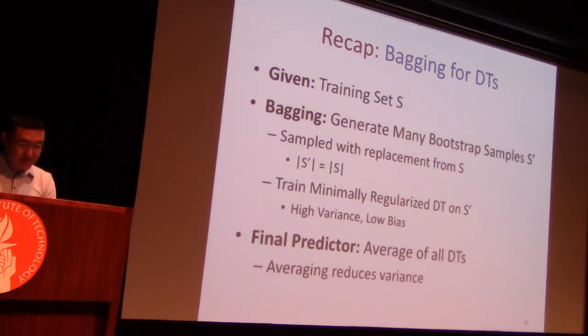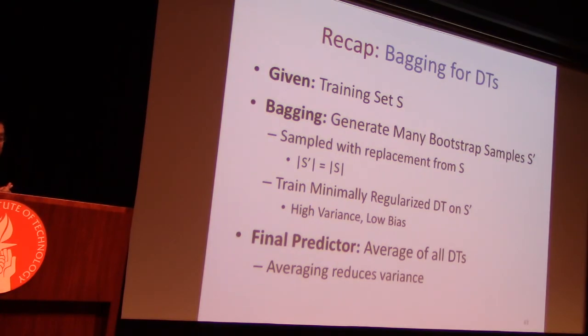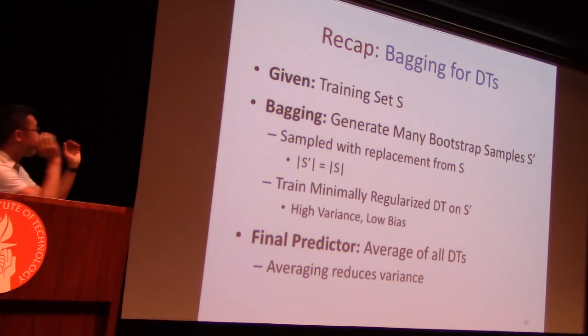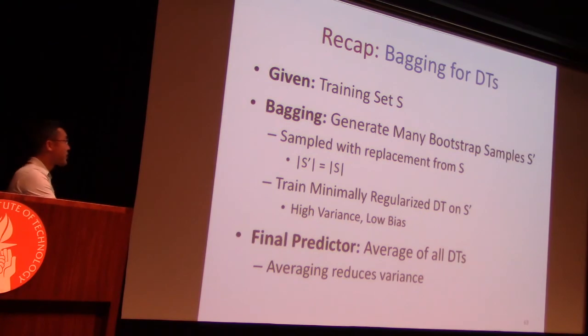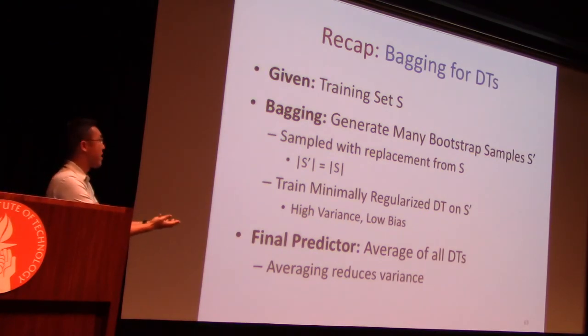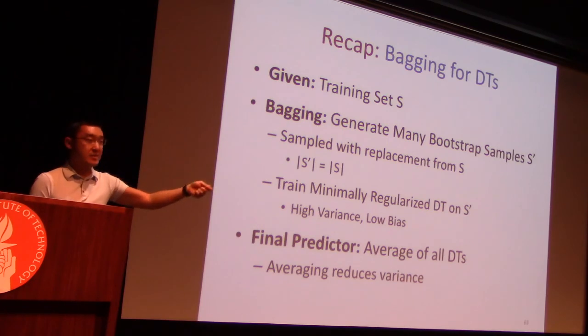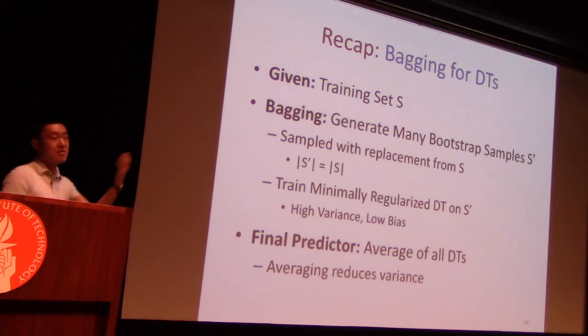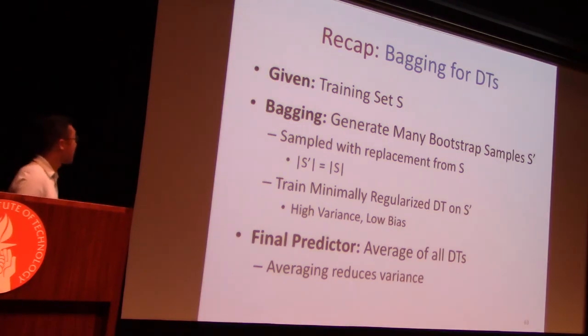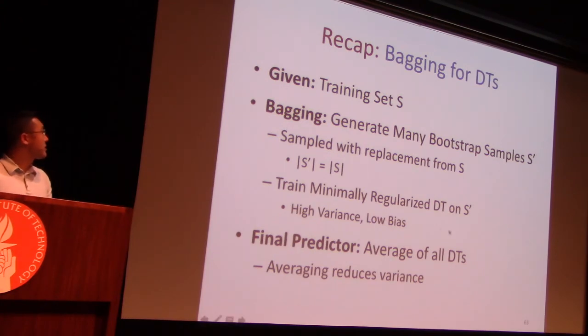So here is basically a recap of bagging for decision trees. You have your original training set S. We're going to generate many bootstrap samples, S prime, where S prime is a training set of the same size as S, but every example is sampled with replacement from S. And we're going to do this many times, let's say 500, or 100.